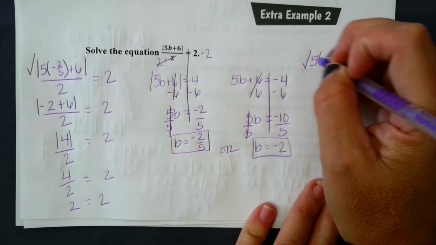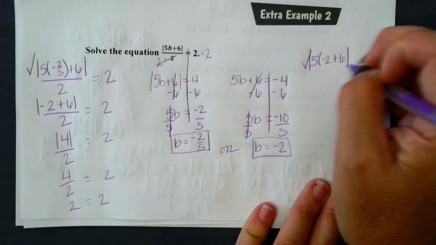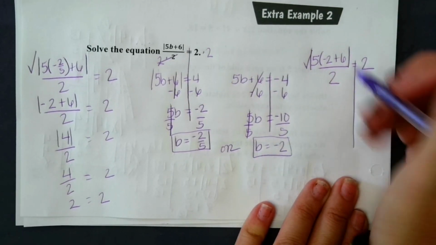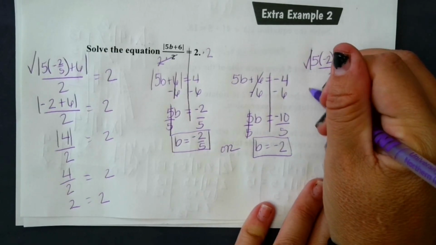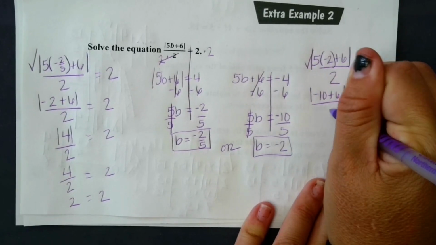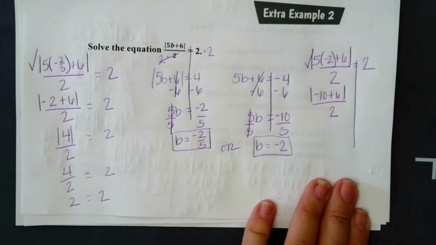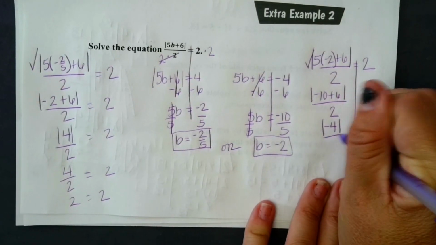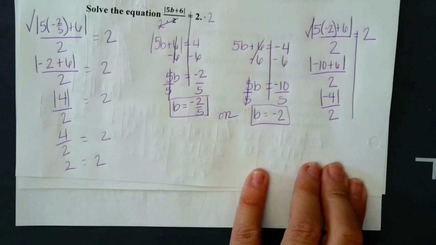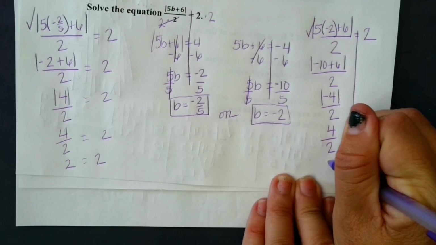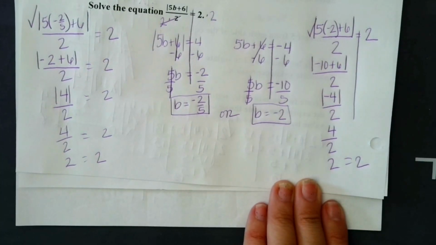5 times negative 2, all in absolute value. Five times negative 2 is negative 10. Negative 10 plus 6 is negative 4, but I still have that absolute value. What's the absolute value of negative 4? 4. And 4 divided by 2 is? 2. So 2 equals 2.